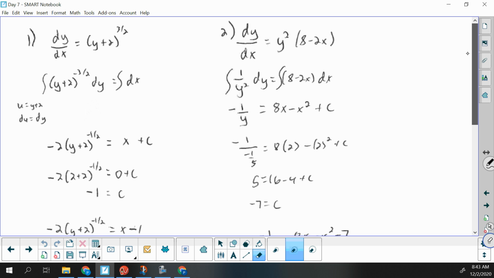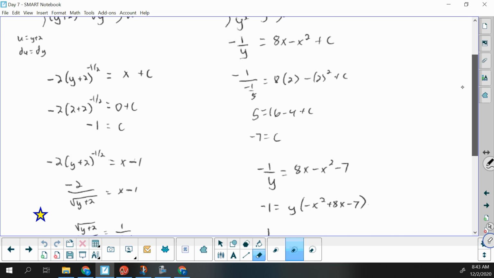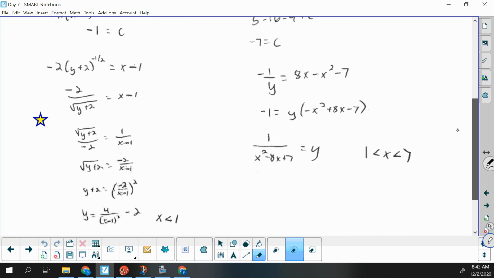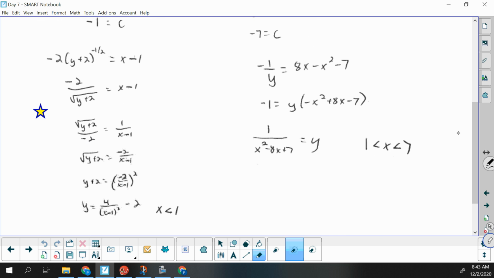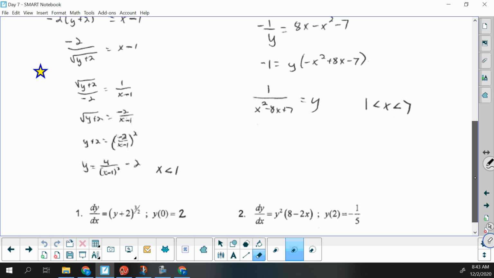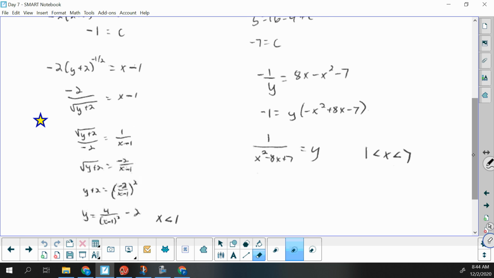So again, here is 2. You can pause where needed in 2. So for the domain, if you factored the bottom out, 1 and 7 make the denominator be 0. So we need either less than 1, between 1 and 7, or greater than 7 to have an open interval, and it's got to contain the initial condition. Well, we had x equals 2, so that's what we wanted, between 1 and 7.